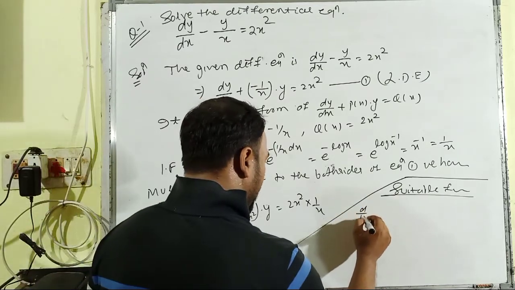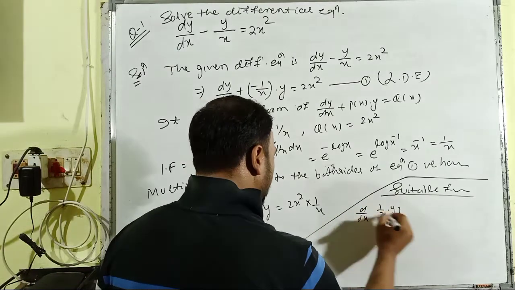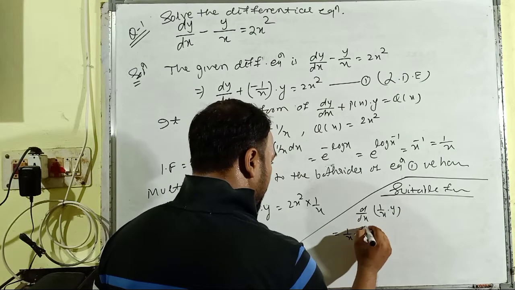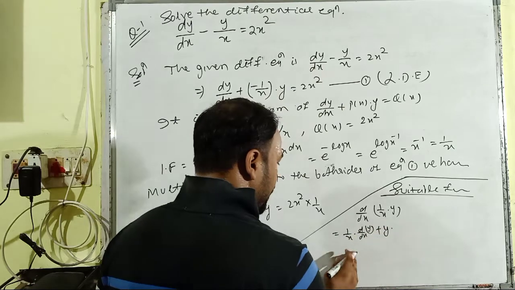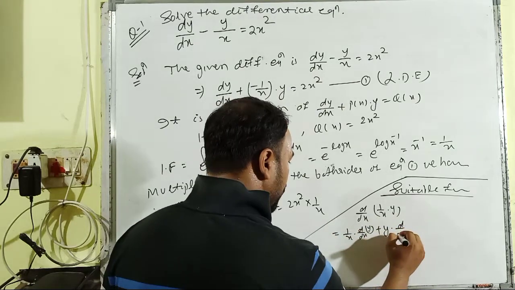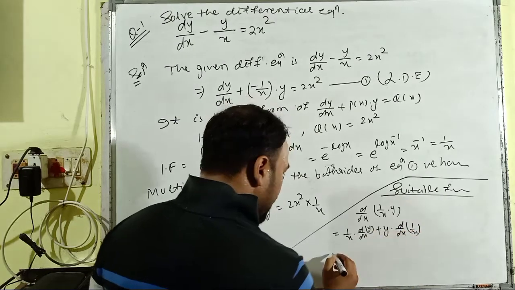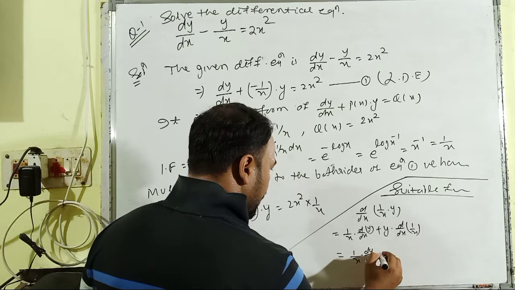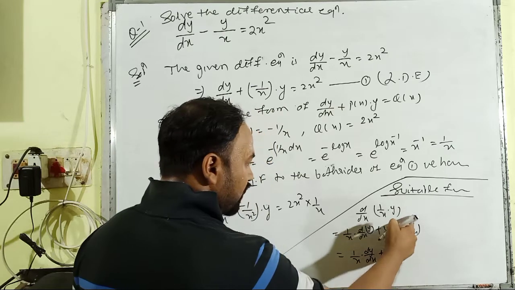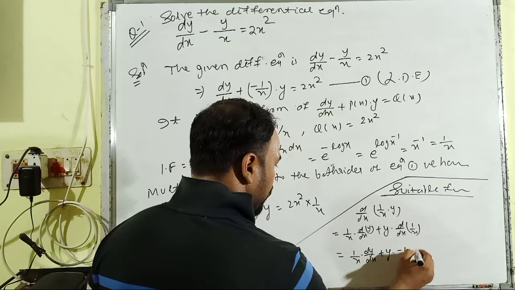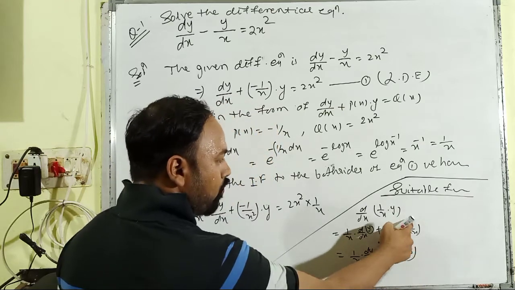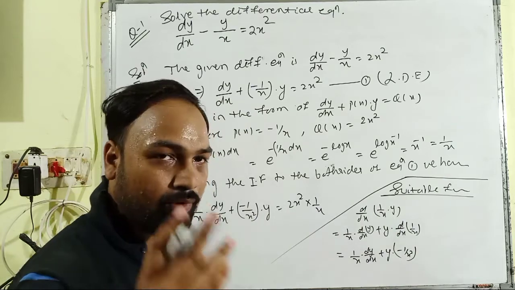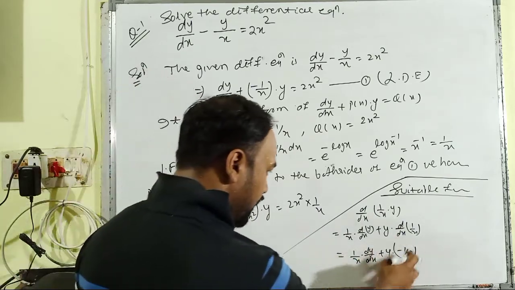Let us find the differentiation of 1 by x with y. It will be 1 by x multiplied with the derivative of y with respect to x, plus y, the second function, into the derivative of the first function, that means the differentiation of 1 by x. So it is 1 upon x dy upon dx plus y into minus 1 by x square, because the derivative of 1 upon x, which is x to the power minus 1, by the formula for differentiation of x to the power n, is minus 1 upon x square.